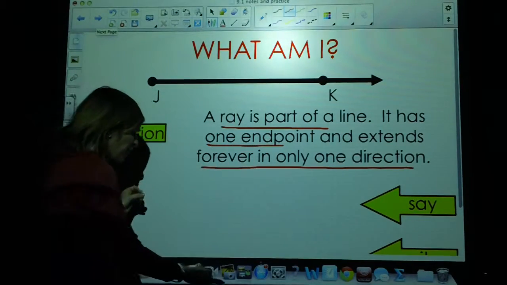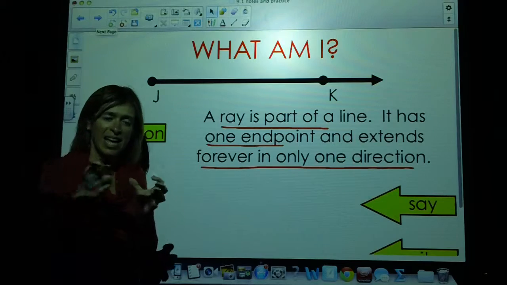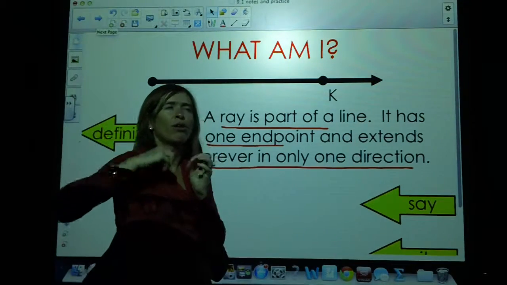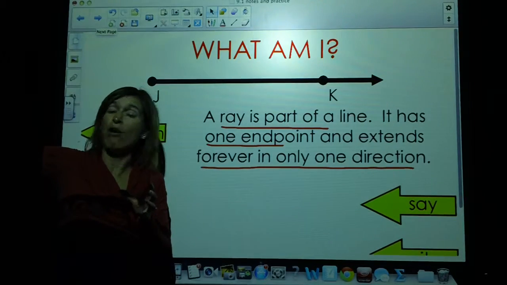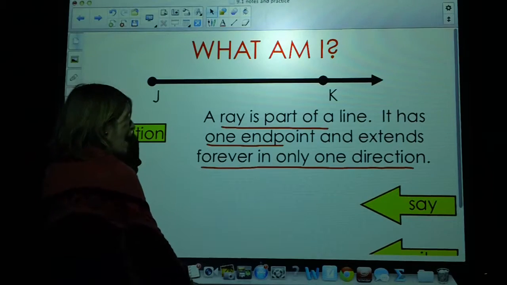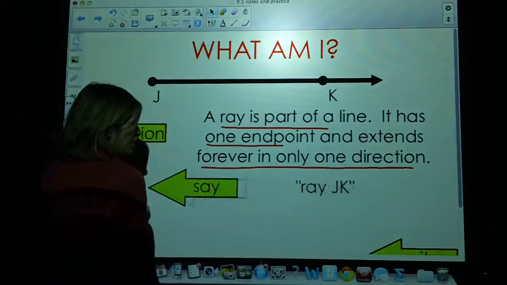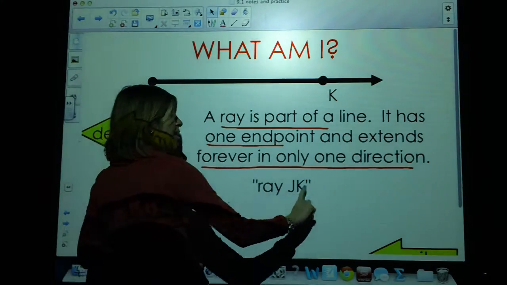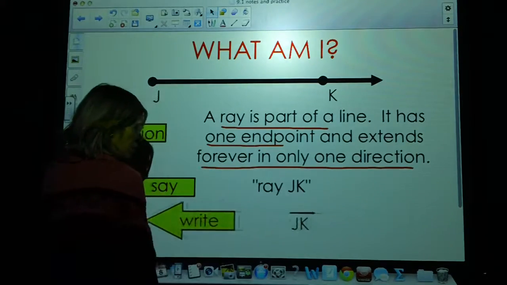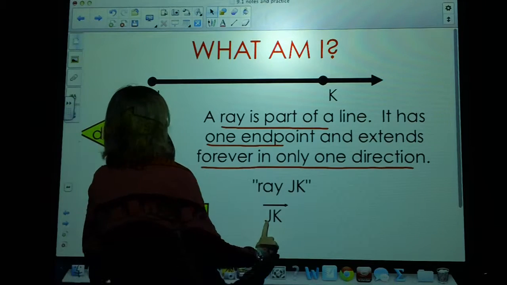I want you to think about the sun's rays. The sun being the endpoint and those rays coming to Earth and actually extending out forever into the universe. It's called a ray, okay? We would call this ray JK. Just kidding. Ray JK. And the symbol that we use for ray is we use the endpoint.